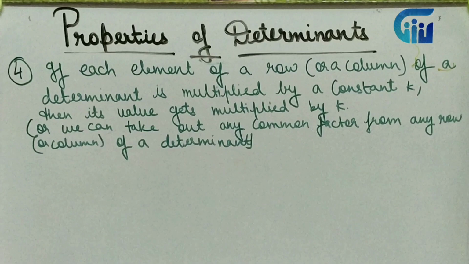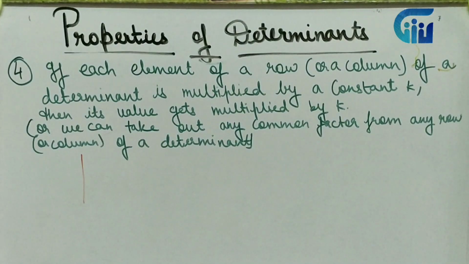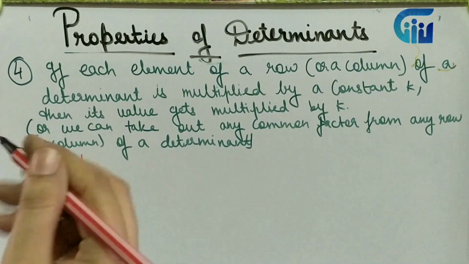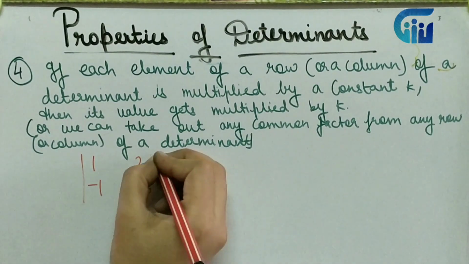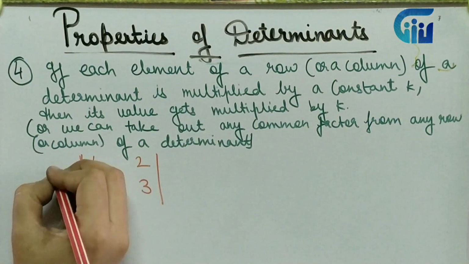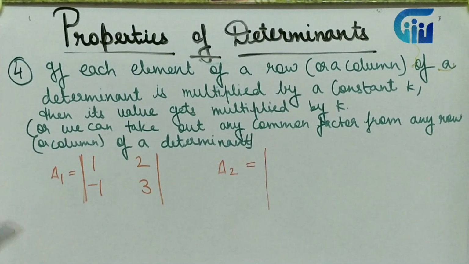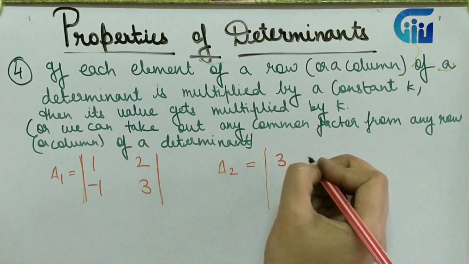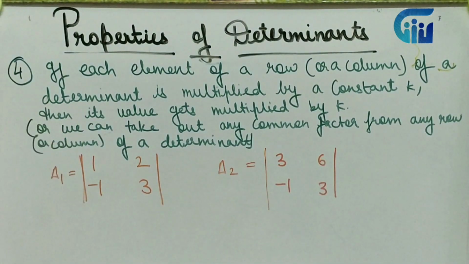Suppose we have a determinant. Let's take the determinant as 1, 2, minus 1 and 3. I'll take a 2 by 2 determinant. Now if this is one determinant, I'll write the second determinant where I'll multiply R1 by, let's say, 3. So if I multiply R1 by 3, it will be 3 into 2 is 6, and this is minus 1 and this is 3.